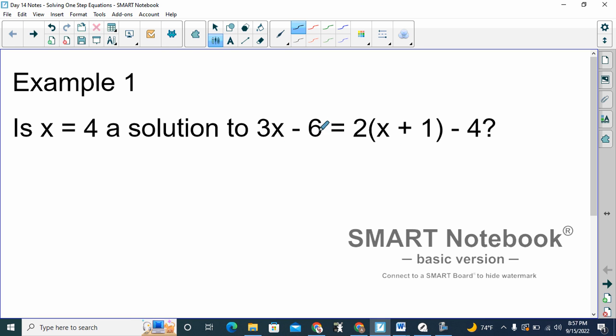So we have an equation here, we have an equal sign. Two expressions connected with an equal sign. It wants to know, is x equals 4 a solution? Quick definition here, a solution is a value for the variable that makes the equation true.